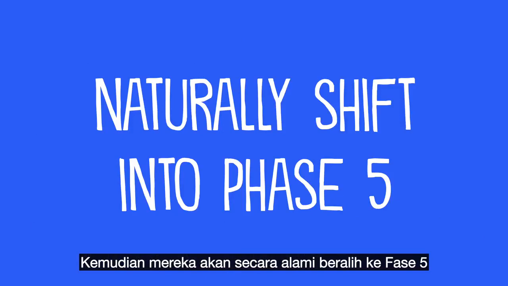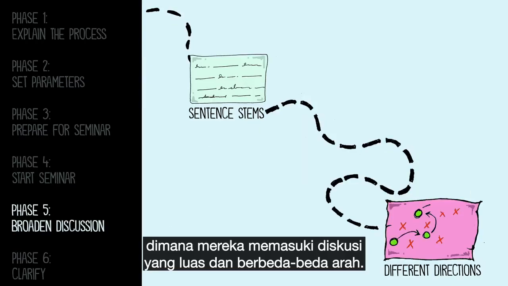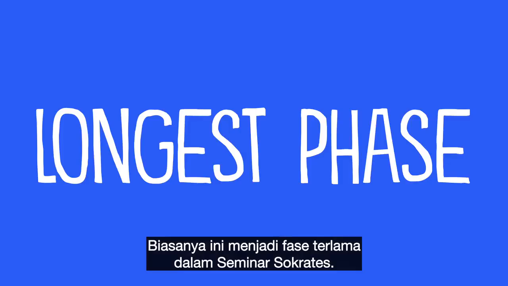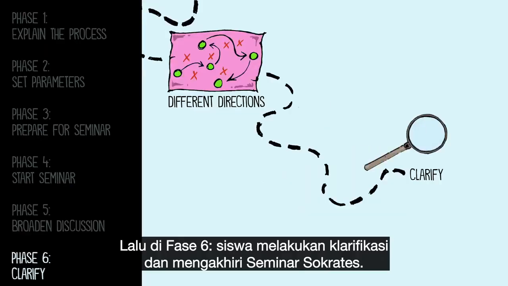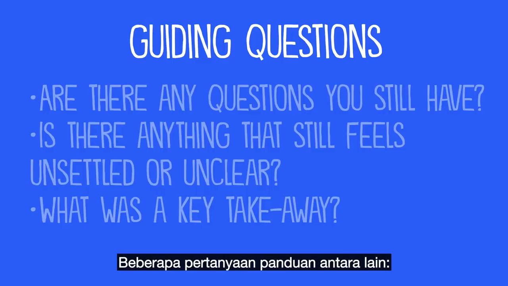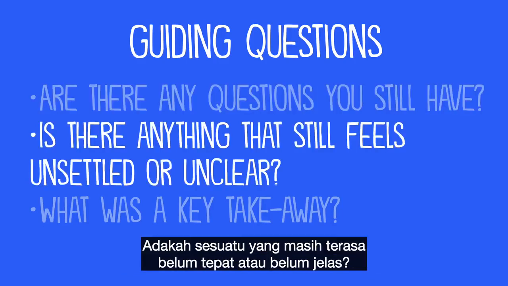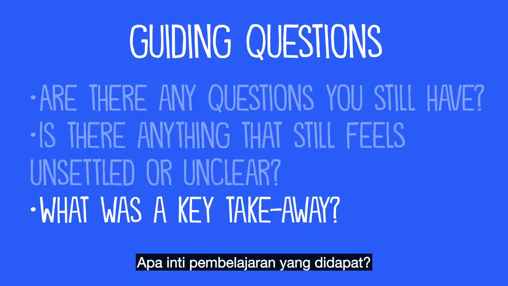But then they'll naturally shift into phase 5, where they broaden the discussion and take it in different directions. This is typically the longest phase in the Socratic seminar. Finally, in phase 6, students clarify and close the Socratic seminar. Here they end the conversation. A few guiding questions might be, are there any questions that you still have? Is there anything that feels unsettled or unclear? What is the key takeaway?